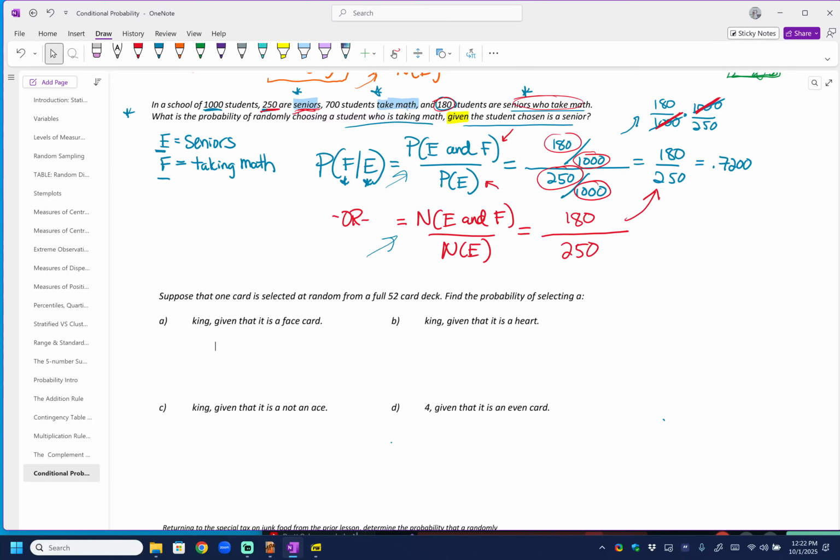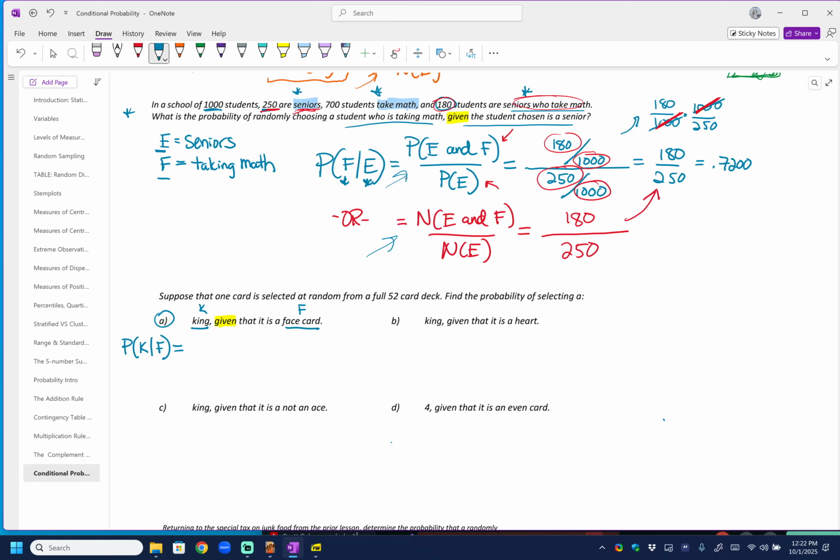On to the next example. Suppose one card is selected at random from a full 52 card deck. Find the probability of selecting a king given that it is a face card. Again, you'll notice here's your keyword, given. We want to define our events with variables. We'll say K is for king, and F is for face card. So we're looking for the probability of K, king, given face card F.